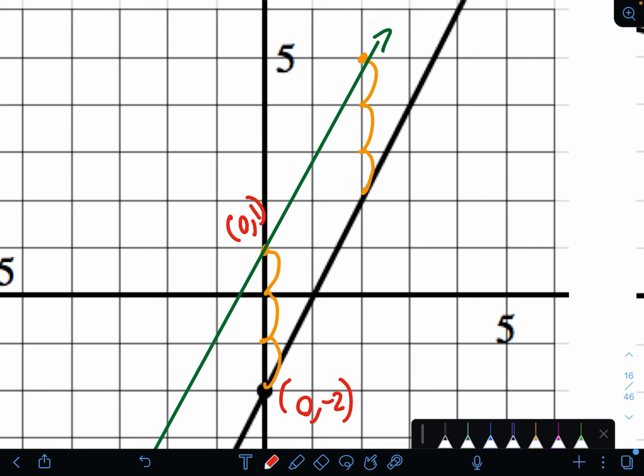And for the slope, not too complicated to get. You just need to make a slope triangle. Here we go. And it goes over 1 and up 2. So our slope is equal to the rise over the run. Let me actually write that down. Rise over run. So that's 2 over 1.